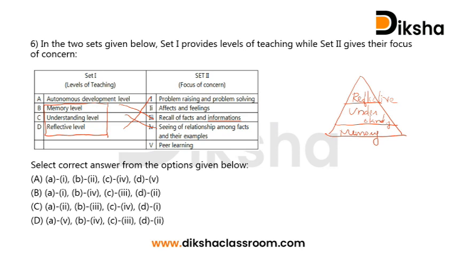Now, the last point in set 1 is the autonomous development level. Autonomous development level can be referred to as self-development level, which is all about affects and feelings of someone. We can easily match autonomous development level to affects and feelings.